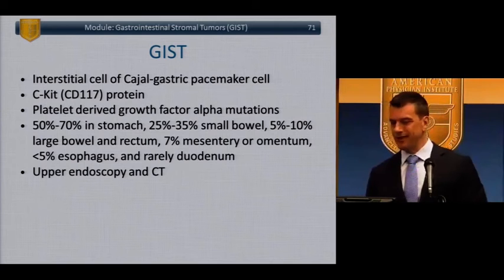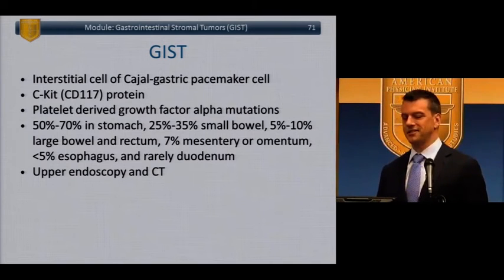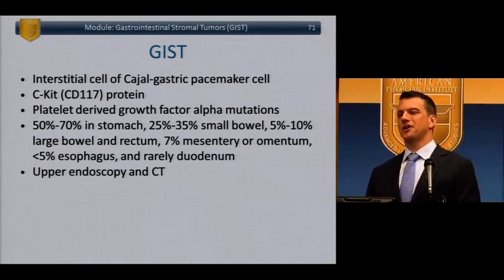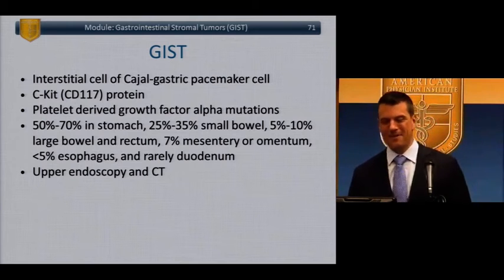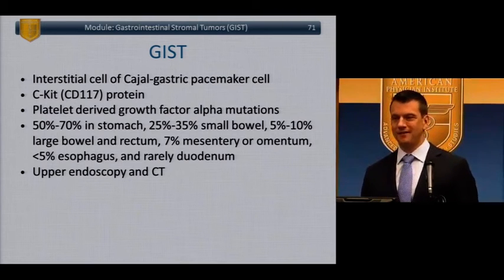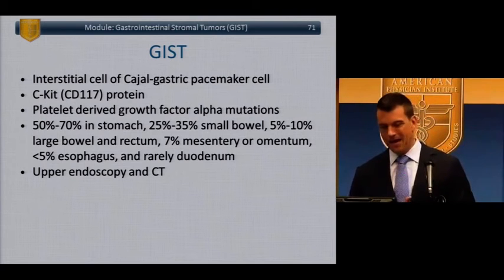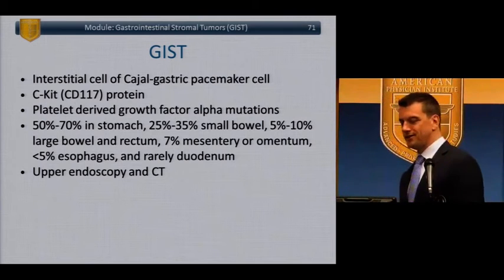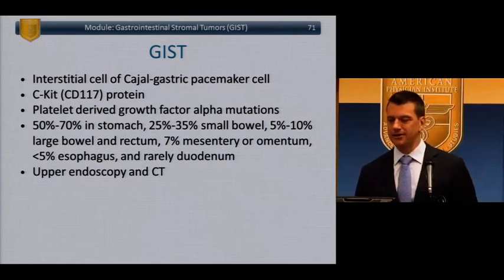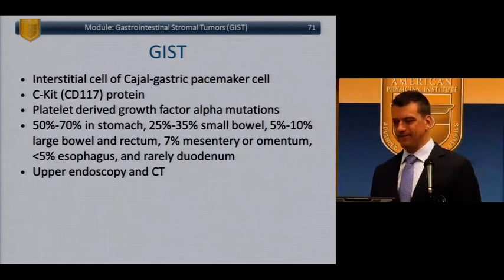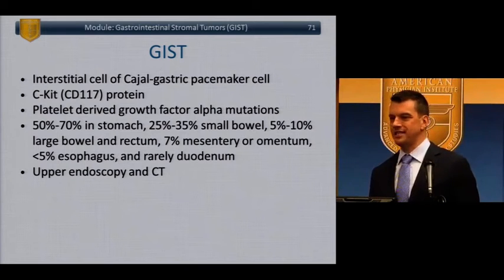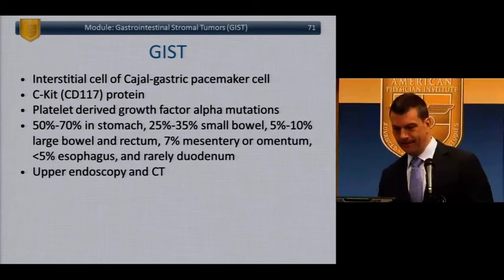GIST tumors come from the interstitial cells of Cajal, which are the gastric pacemaker cells. C-KIT positive, and C-KIT may be something that you see, although these are pretty rare. Platelet-derived growth factor is also there. These can occur in the stomach, the small intestine, large bowel, pretty much anywhere in the GI tract, including mesentery and omentum. Upper endoscopy or CT will usually show you these tumors.